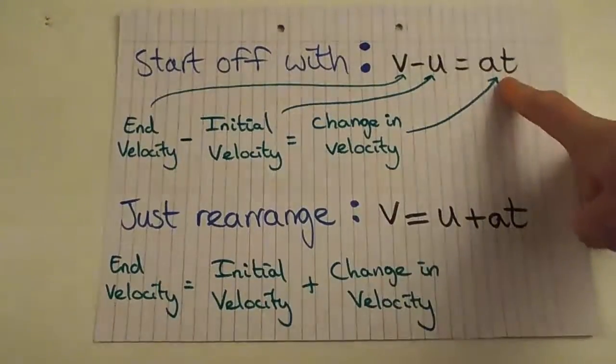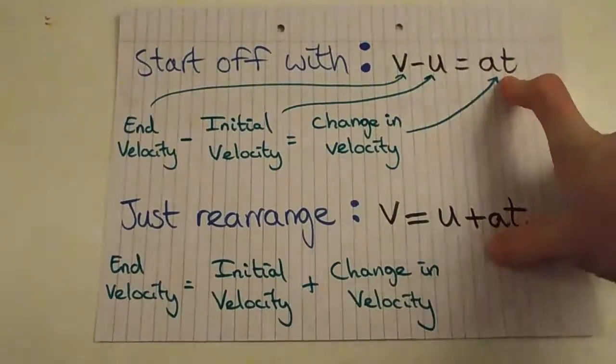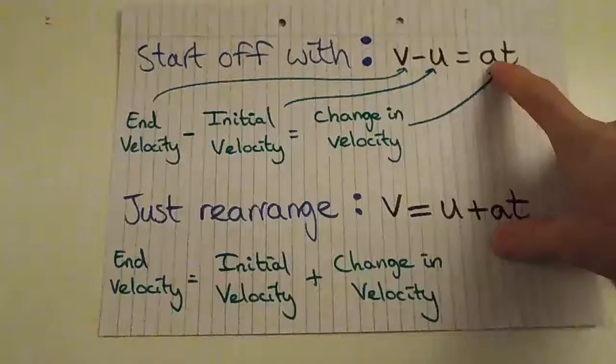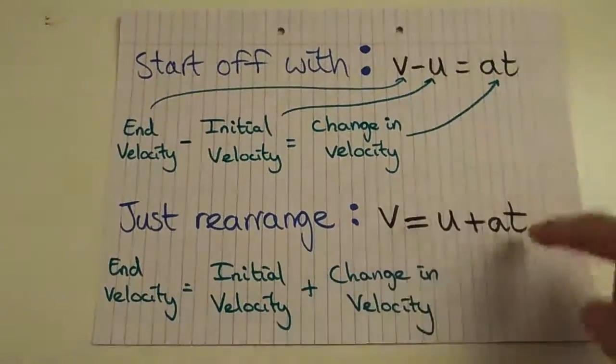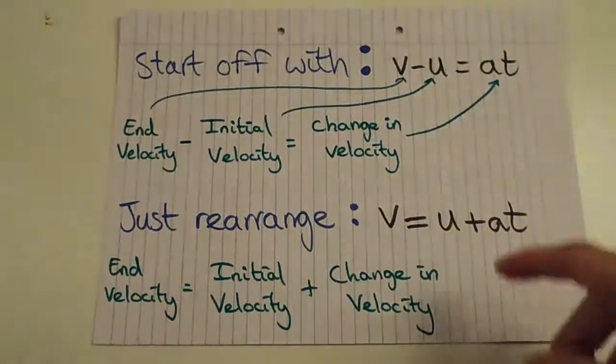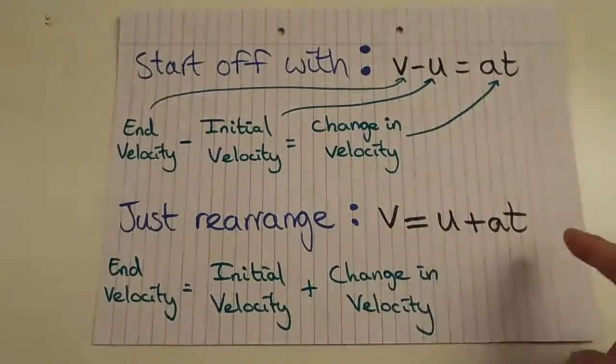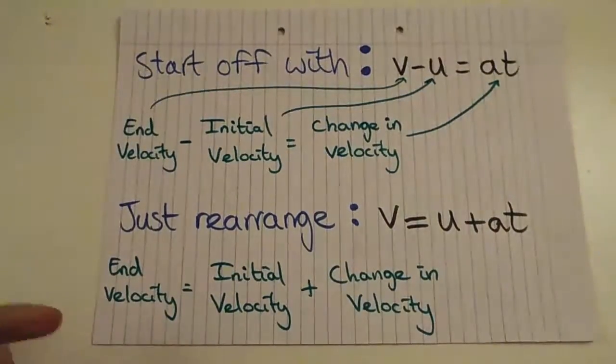It happened over a period of 10 seconds, and therefore we can say that the acceleration was 5 meters per second squared. So what we're going to do is just rearrange it by shifting the u over to the other side, and we have something that looks like v equals u plus at. So essentially the end velocity equals the initial velocity plus the change in that velocity.